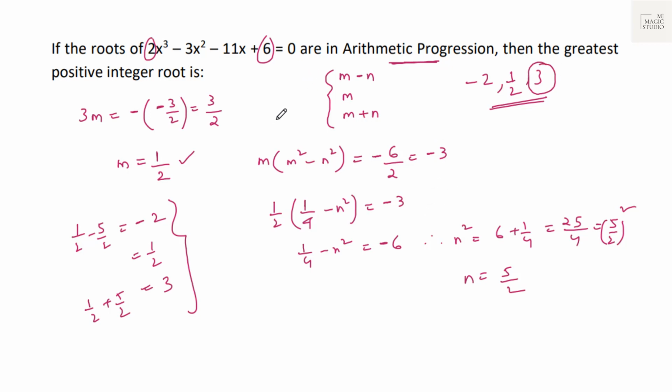They can also ask questions like this: how many roots of this particular cubic equation are positive? Then the answer is 2. How many roots are negative? Then the answer is 1. What is the smallest value of positive root? Half. Greatest positive integral root is 3. We will type in 3 in the box given and move on.